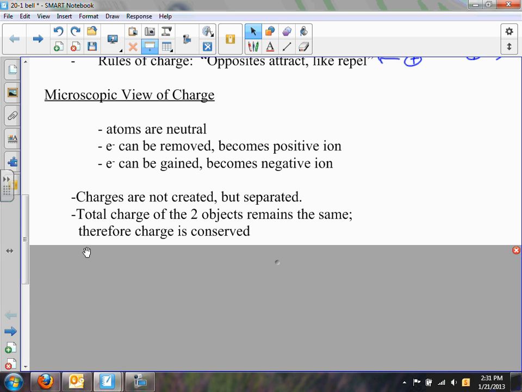If you stick clothes in your dryer, it's all neutral. If you don't put in a static fabric softener, static guard, you're going to let them roll around and you're going to pull them out. They're going to stick together because of the friction. They're going to create some or separate some charge. One shirt would be negative, one positive, and they're going to want to attract. But the total charge still remains the same. So charge is conserved.